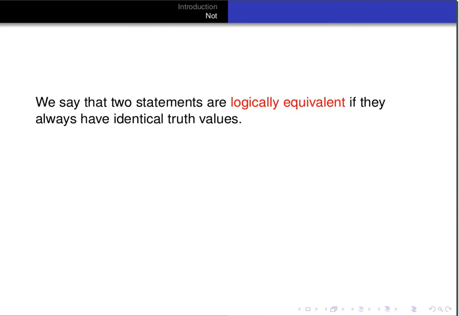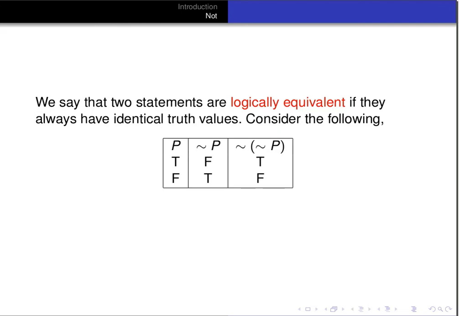Now, we say that two statements are logically equivalent if they always have identical truth values. We want to show an example of that here with not. Let's consider the following truth table. So notice that if P is true, then not P is false. And then the negation of not P is going to be true. If P is false, the negation of P is true. And so the negation of not P is going to be false.